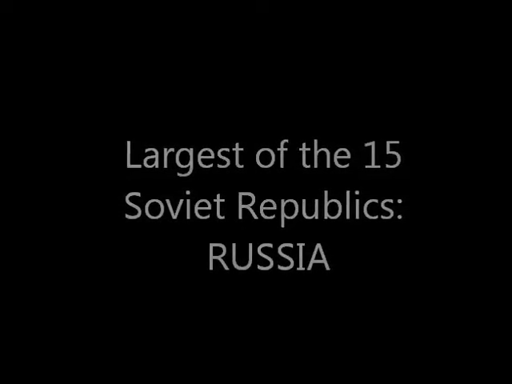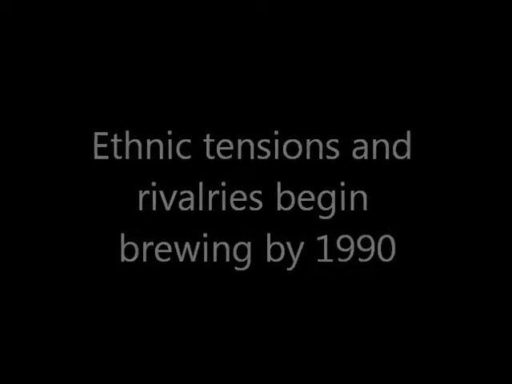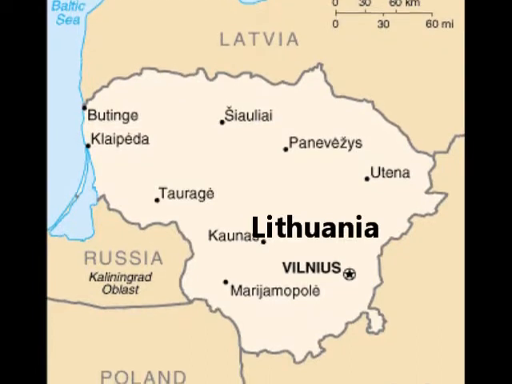However, by the early 90s, ethnic tensions began brewing. See, although there were 15 republics in the Soviet Union, there were many different ethnic groups, languages, religions, as well as plenty of nationalistic feelings. Nationalistic groups in each of the smaller republics began demanding self-determination, or self-rule.